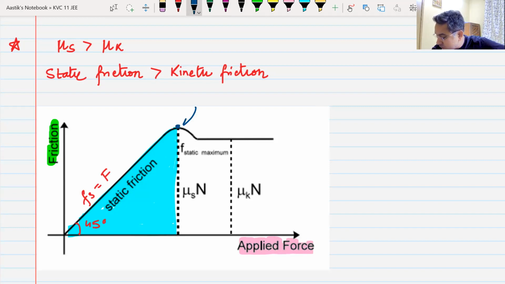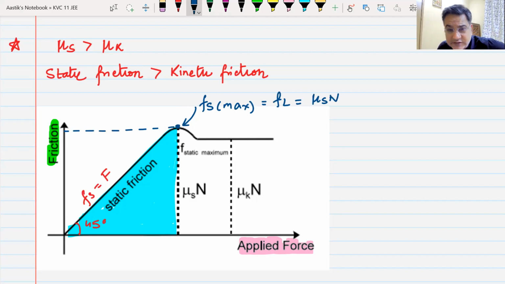What is this value? This value of static friction is which value? This is the maximum value of static friction. It has reached its maximum value. The maximum value of this static friction is FL, and that is equal to mu S multiplied by N. After this, static friction cannot increase.